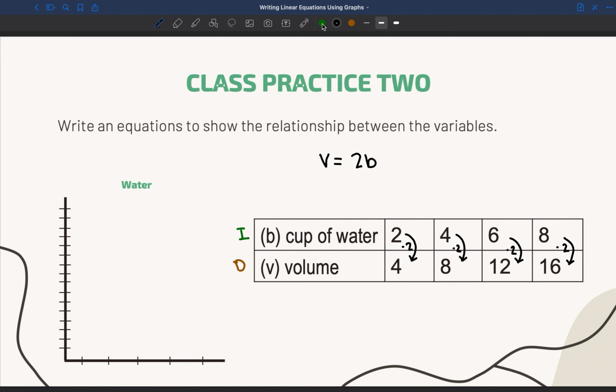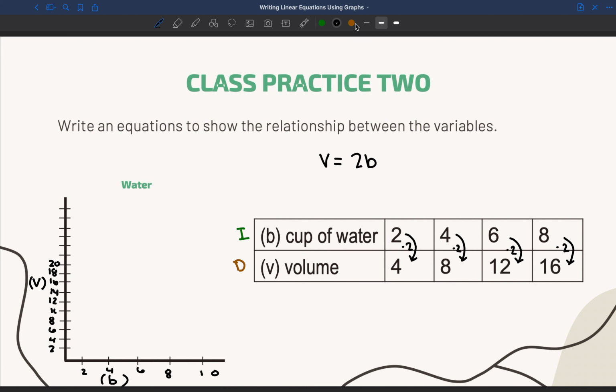All right, and now we're going to take all of the points that we have found and we're going to plot it on our chart. So I'm going to use a different color. So if we know that the x-axis always represents the independent variable, so that would be b, and the dependent variable, which would be v. And we're going to say this one is 2, 4, 6, 8, and 10. And this one is 2, 4, 6, 8, 10, 12, 14, 16, 18, and 20. Because we only have to go up to 16.